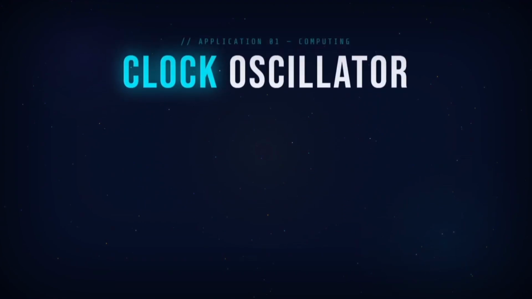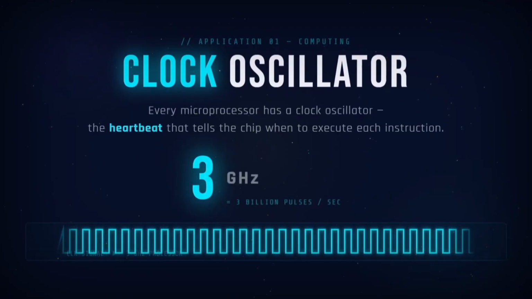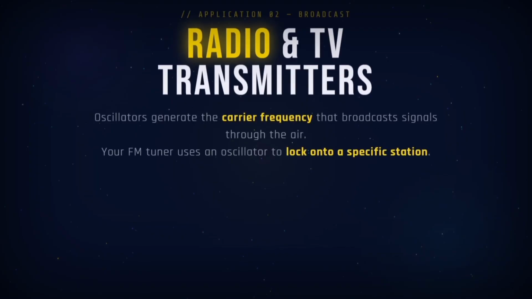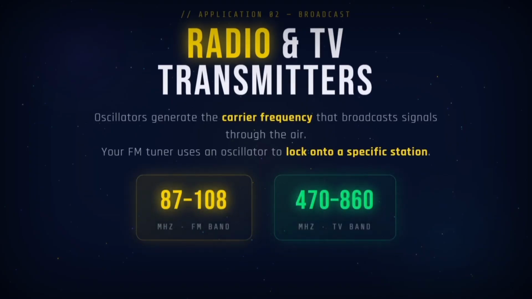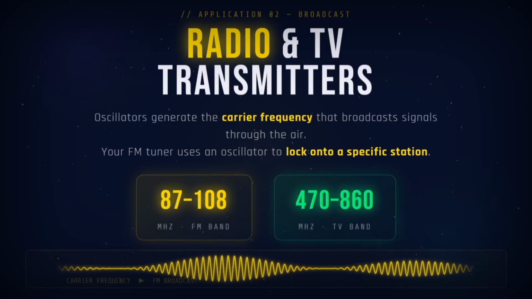Every microprocessor has a clock oscillator. It's the heartbeat that tells the chip when to execute each instruction. A modern CPU running at 3 GHz has an oscillator firing 3 billion times per second. Radio and TV transmitters use oscillators to generate the carrier frequency that broadcasts signals through the air. Your FM radio tuner uses an oscillator to lock onto a specific station.